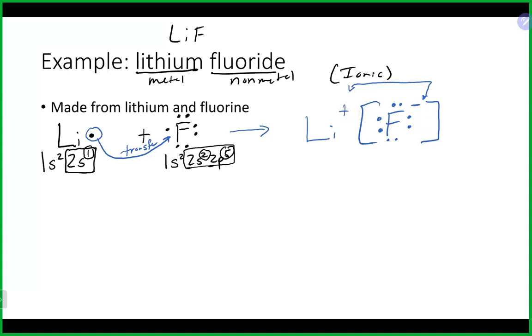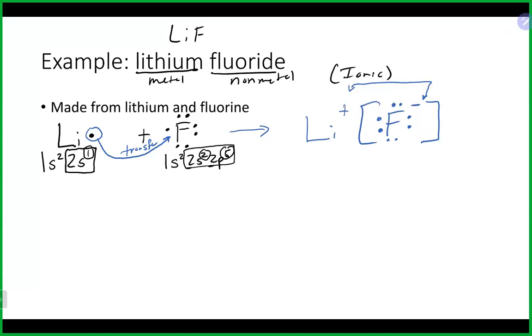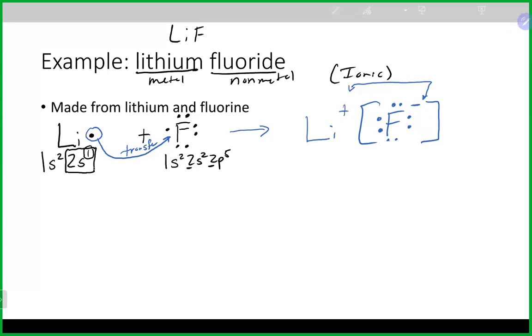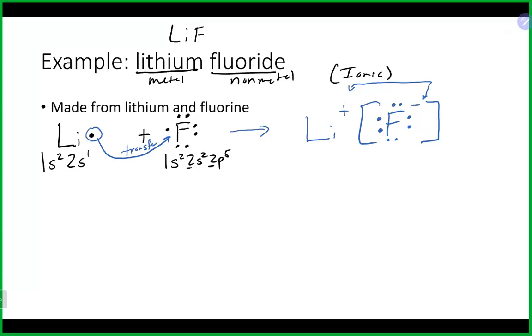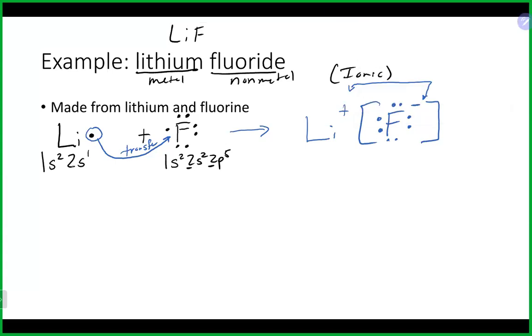Now, what does this do for each of these elements when this process takes place? Well, let me try not to erase everything. There we go. What's going to happen in this case is lithium on the right-hand side has given away its one valence electron, which now means if we write the electron configuration for lithium with a +1 charge, it is 1s2.